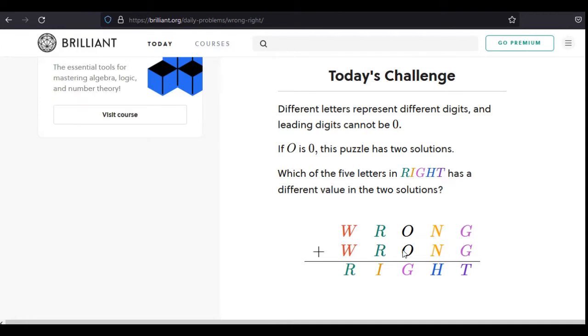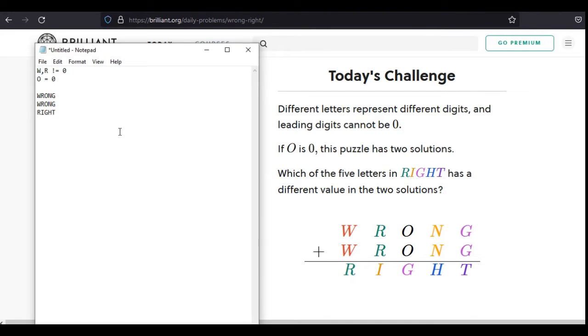Since O is equal to 0, 0 plus 0 is G. So G can have two values. If it's 0 and 0 and there is no carry from here, this would be 0, which would have been O. But it clearly states that these are different, so it's not 0. And if it had a carry of 1, then G is equal to 1.